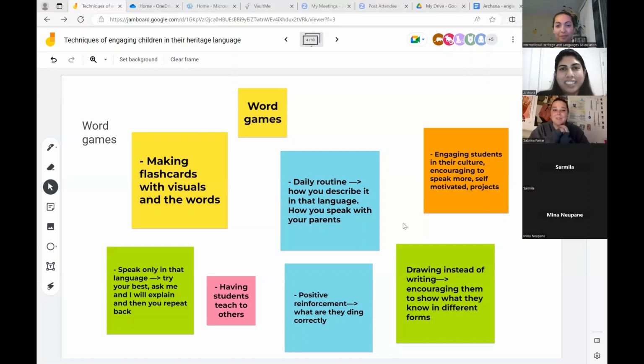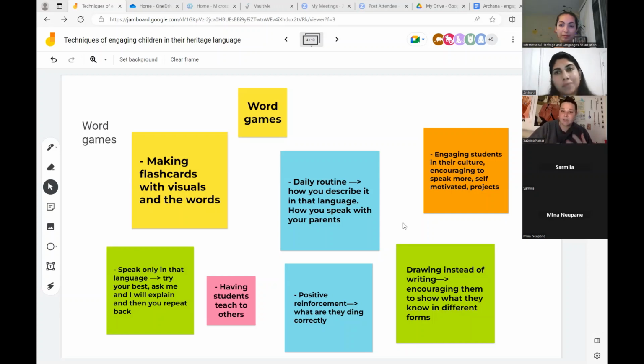I'm just going to be reading from the Jamboard because we took notes and then I put them in after. We came up with these as a whole, ways of engaging students. One group member mentioned making flashcards with visuals on them and also the accompanying word, so that they can see and connect the visual to the actual word that they're trying to understand and learn. Drawing instead of writing, so encouraging them to show what they know in different ways. Maybe they're not able to fully write it yet, but they can draw it.